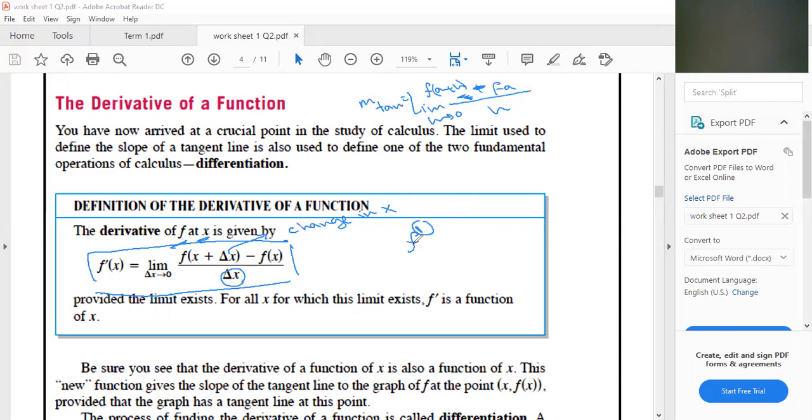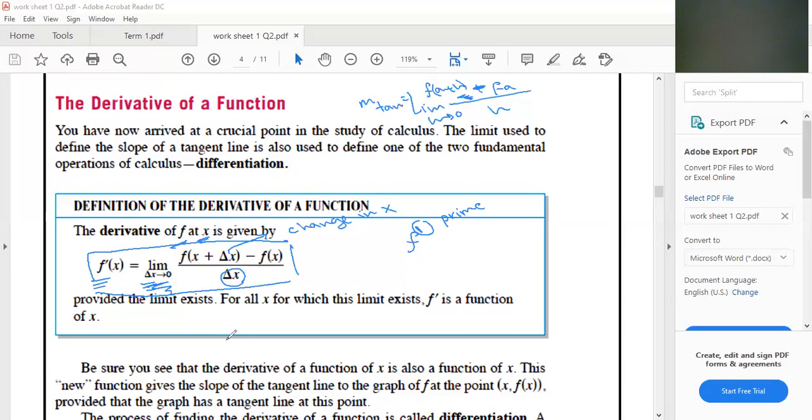We read it f prime. The derivative is defined by the limit of f of x plus delta x minus f of x over delta x when delta x approaches 0. The derivative exists if this limit exists.